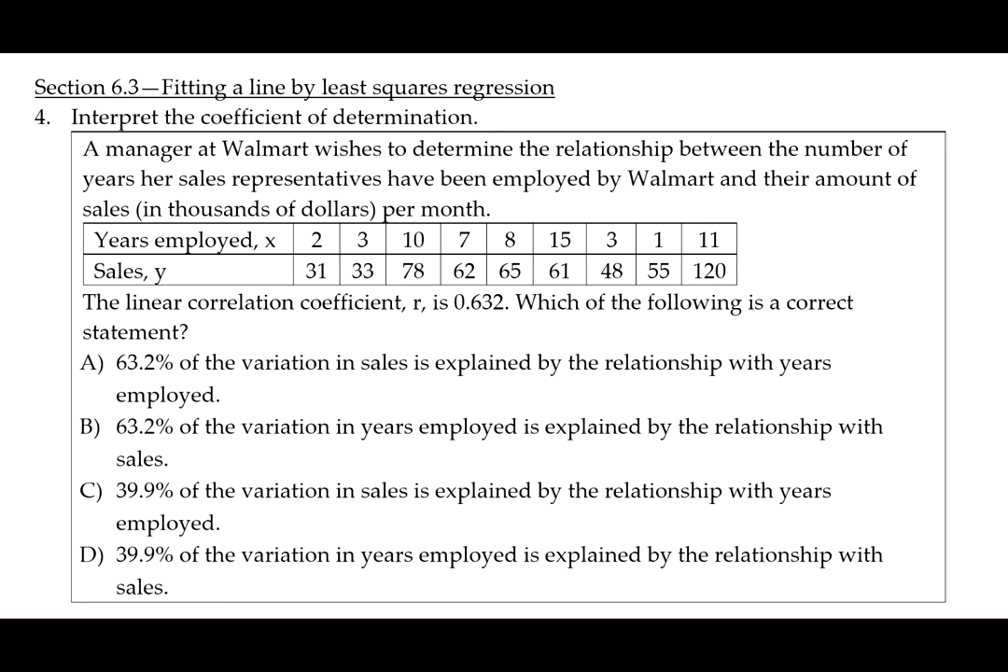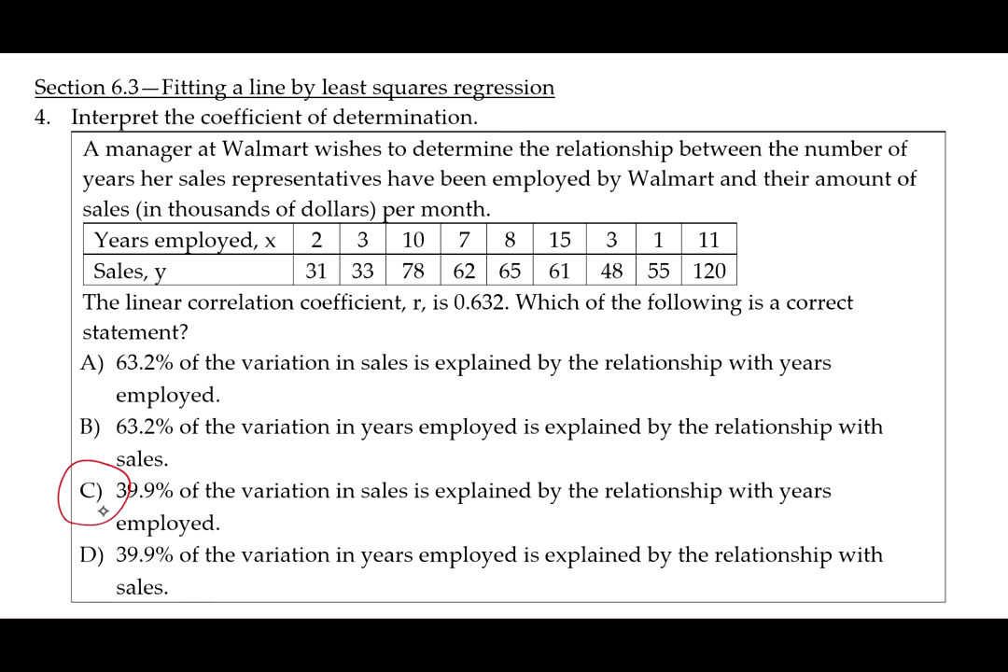So 39.9% of the variation in y, which is sales, is explained by the relationship with x, which is years employed. So the correct interpretation here is C. Answers A and B are incorrect because they use 63.2%, which is the value for r, not r squared. Answer D is incorrect because it switches the roles of x and y. So remember that r squared needs to be the percentage of variation in y explained by the relationship with x.